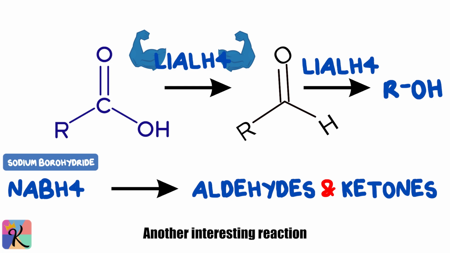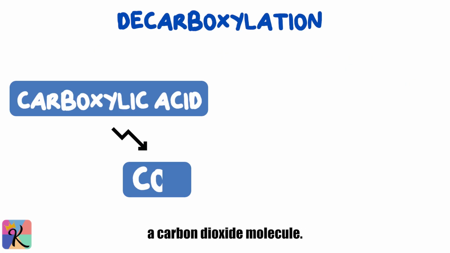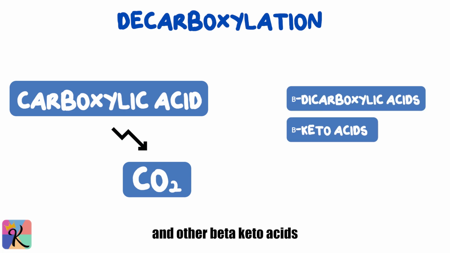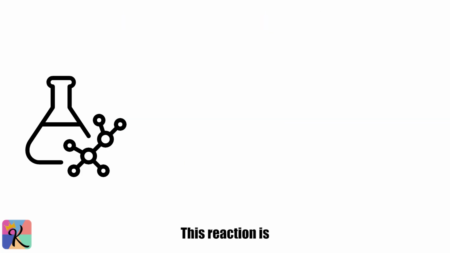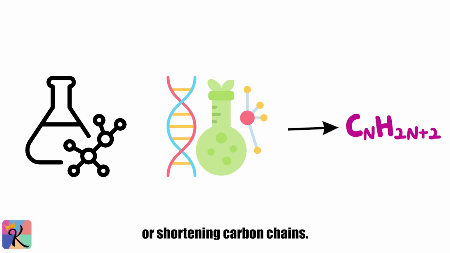Another interesting reaction is decarboxylation, where carboxylic acids lose a carbon dioxide molecule. This typically occurs in beta-dicarboxylic acids and other beta-keto acids when they are heated. The reaction proceeds via a 6-membered cyclic intermediate and results in the loss of a carbon atom as carbon dioxide. This reaction is quite valuable in biochemistry and synthetic organic chemistry, especially when modifying or shortening carbon chains.